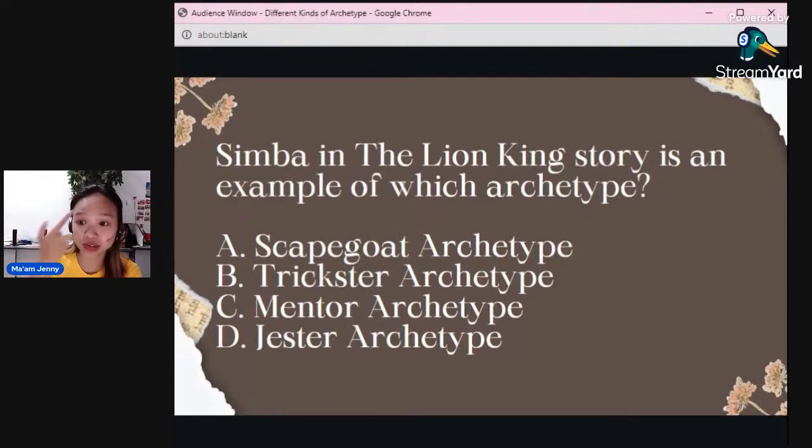Kasi he was called Scar because of the scar sa kanyang mukha, right? But what was his name before he got the scar? Basta yung meaning ng name niya doon is like a trash. So, trash yung name niya. While Mufasa, in translation, it means king.